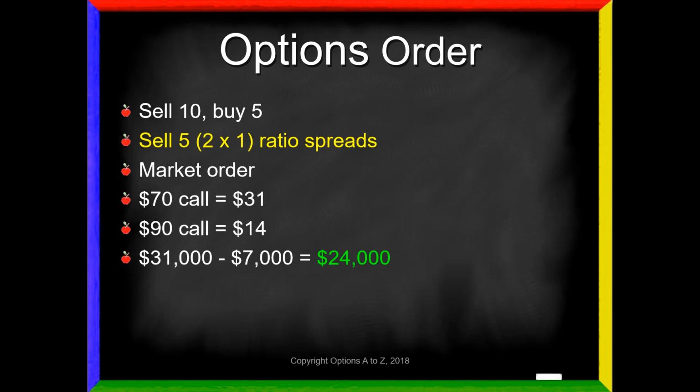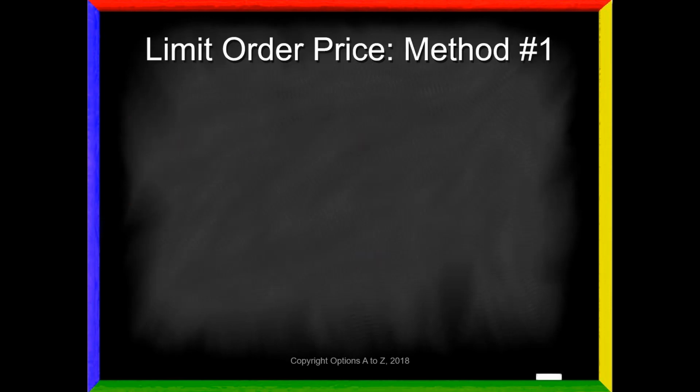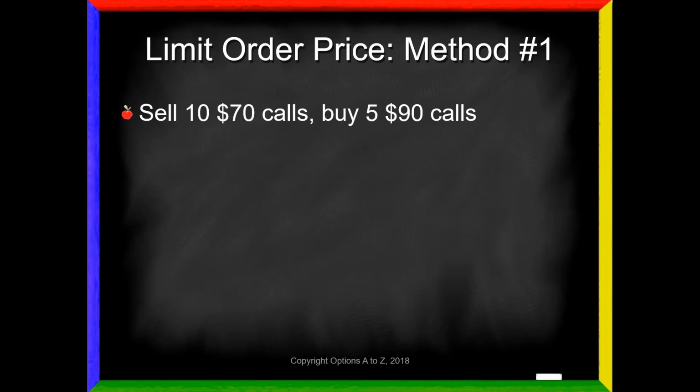But how do we place this order as a limit order? That's where it gets tricky. There's a couple of ways you can figure out the limit order. Both of them are very easy. Let me just show you the first method. Always start with your original order. Sell 10 70 calls, buy 5 90s. 70 calls trading for 31, 90 calls at 14. Just assume that they're going to be filled in their entirety.